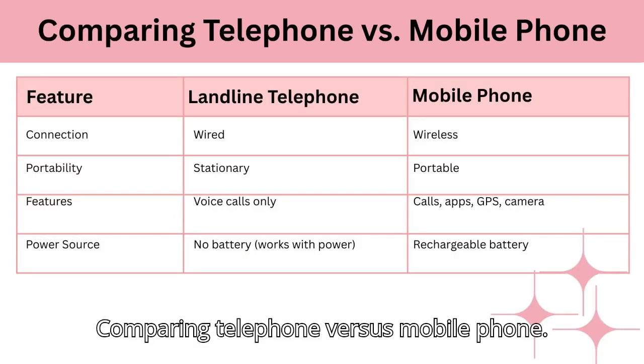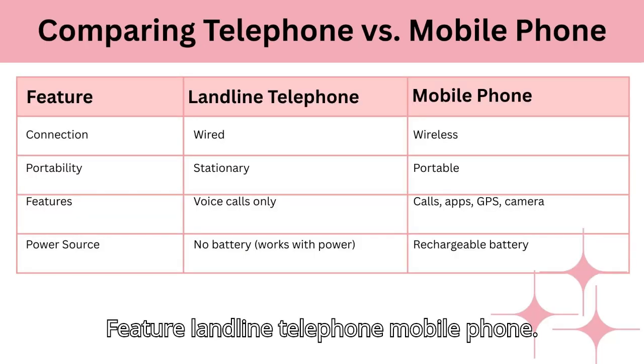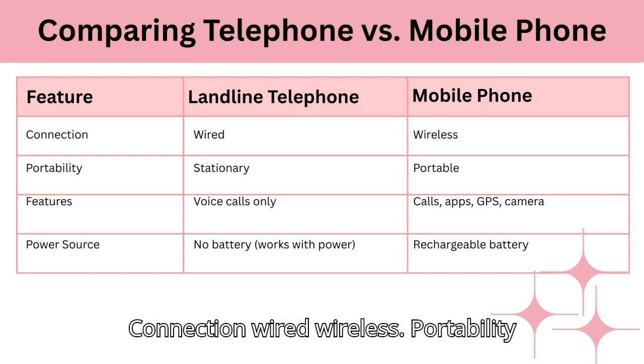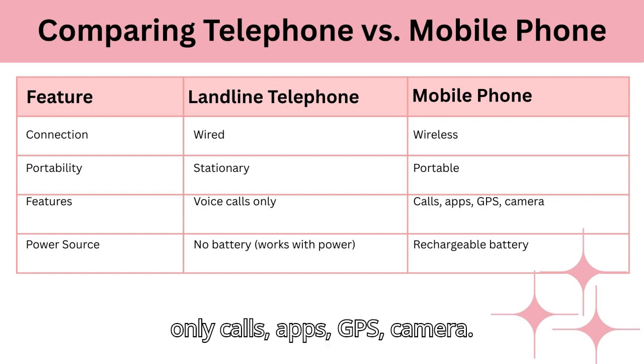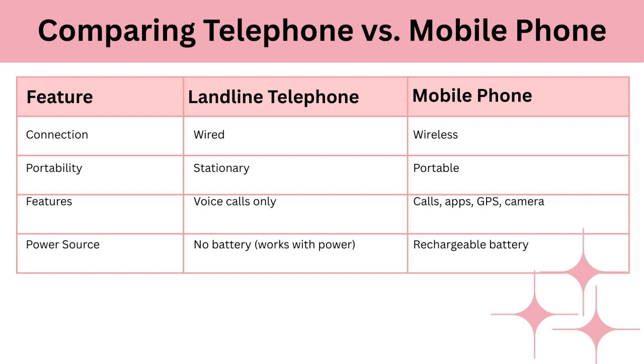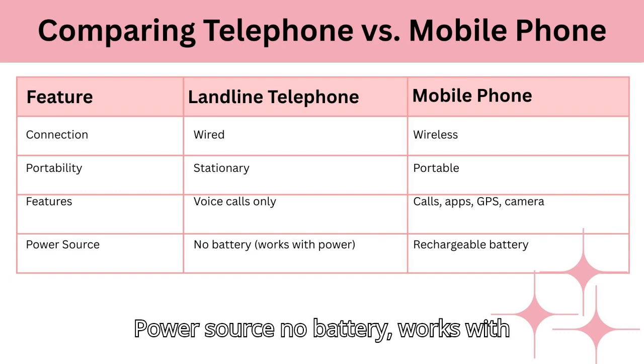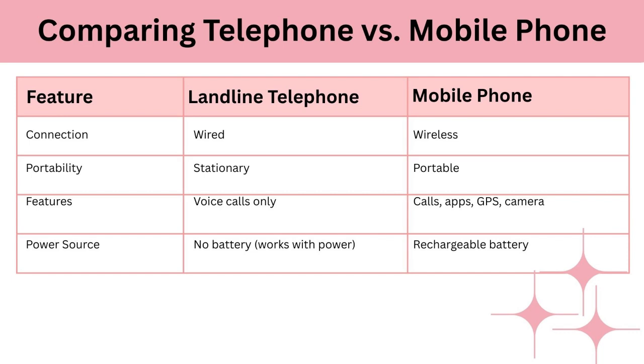Comparing telephone versus mobile phone. Feature: landline telephone, mobile phone. Connection: wired, wireless. Portability: stationary, portable. Features: voice calls only, calls, apps, GPS, camera. Power source: no battery, works with power, rechargeable battery.